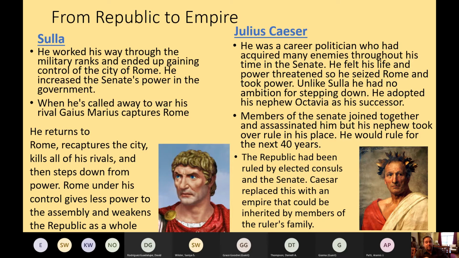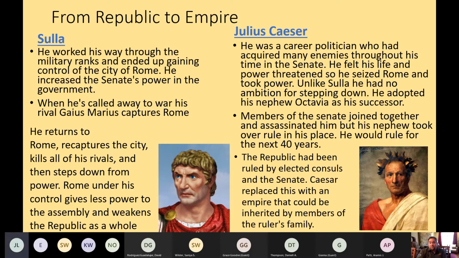When he's called away to war, his rival, the guy we just talked about, captures Rome and runs it for 7 years. When he returns to Rome, he captures the city and kills all of his rivals, and then he steps down from power. So Rome under his control gives less power to the assembly and weakens the republic as a whole.